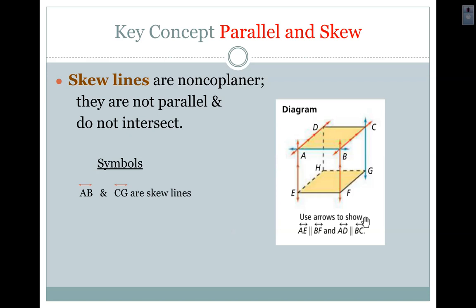One way to think about it is, if you're driving on the highway, you cross a bridge, or you have a bridge go over you. That's an example of skew lines. The highway that you're on is one line, and the bridge that goes across you is another line. You're not ever going to intersect, but they're also not in the same plane.